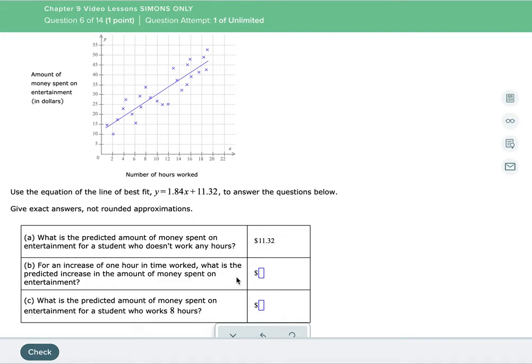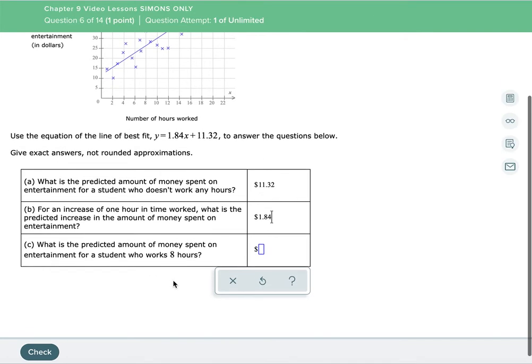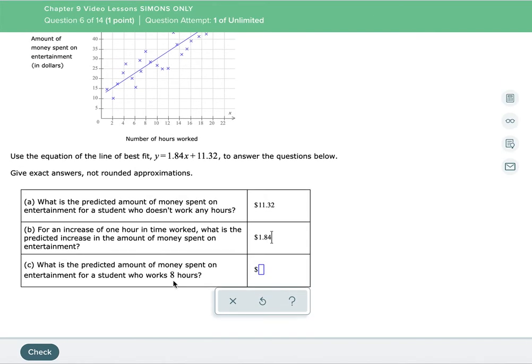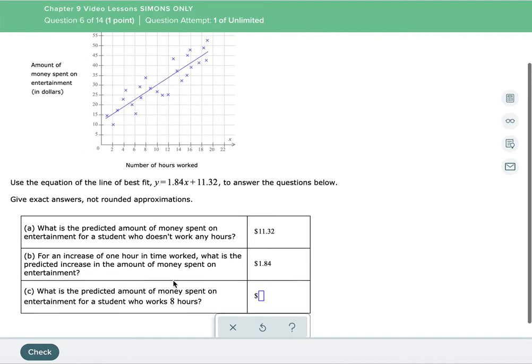So if you just work 1 hour and every hour it goes up, it's going to just be one of these. So the answer to these is always just your slope. So if you can identify what your slope is, it'll be 1.84. So for an increase of 1 hour in time work, the predicted increase in the amount of money spent on entertainment means that for every extra hour they work, we could predict that they'll spend an additional $1.84 on entertainment. Okay? And then for letter C, it says, what's the predicted amount of money spent on entertainment for a student who works 8 hours?